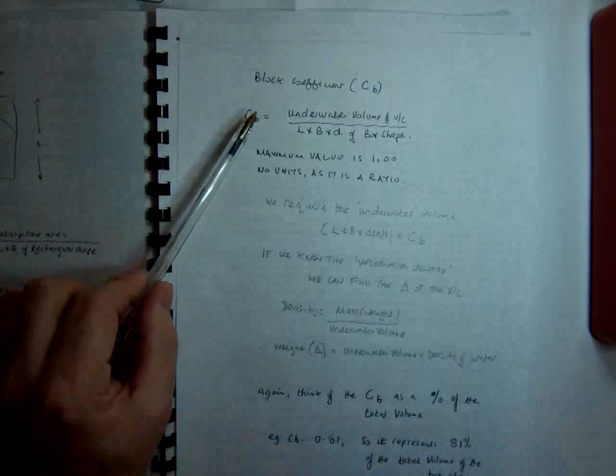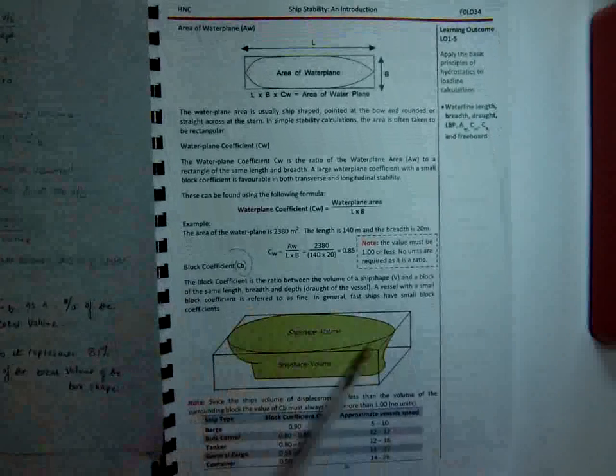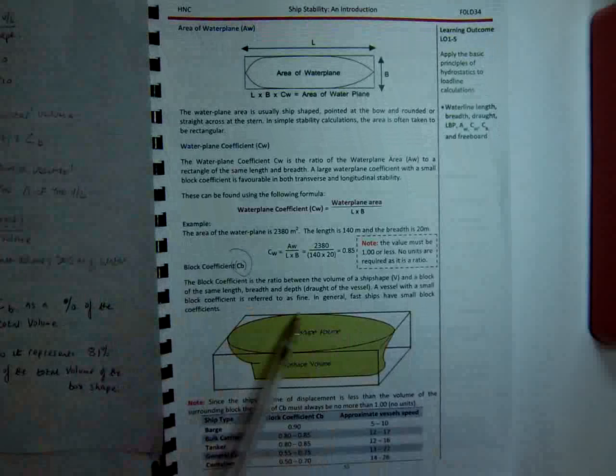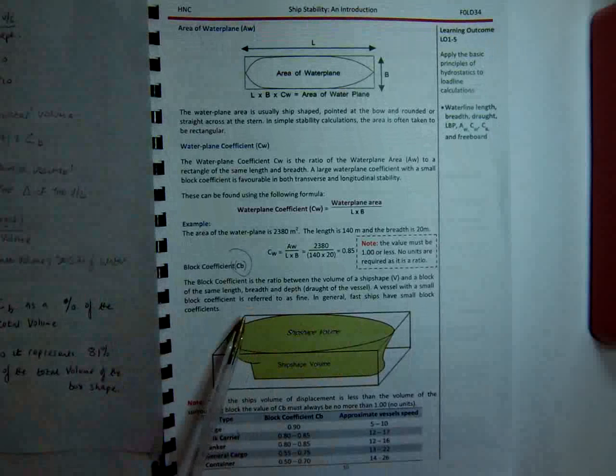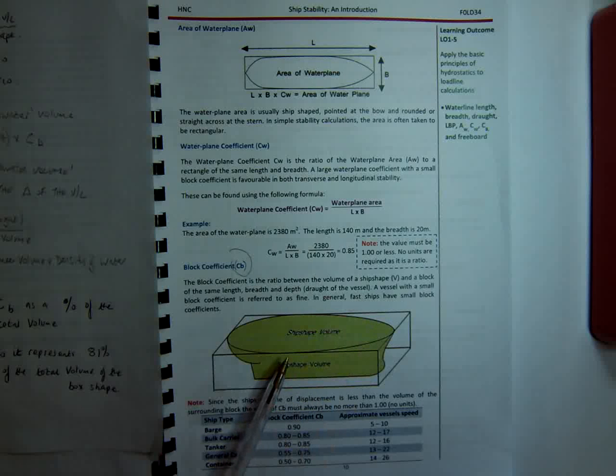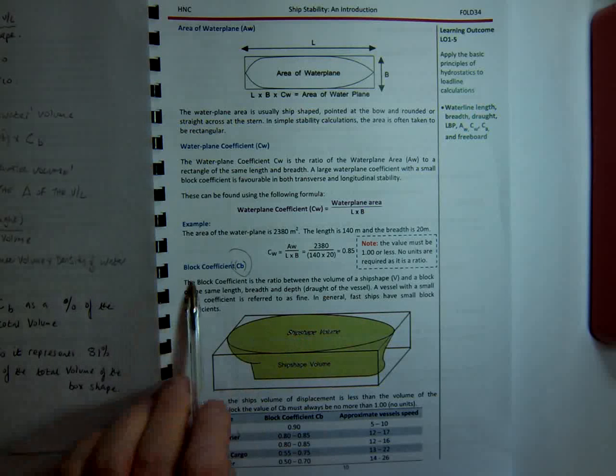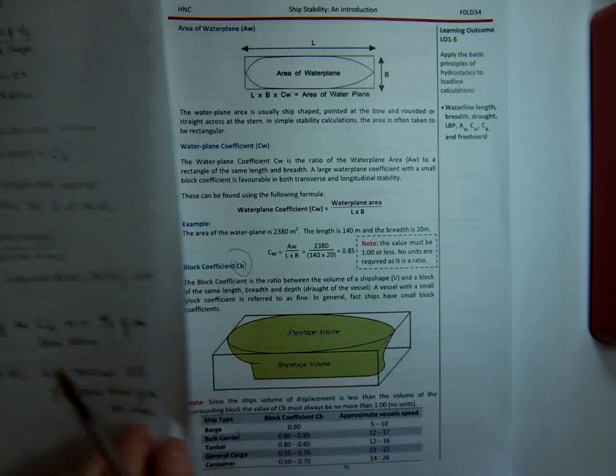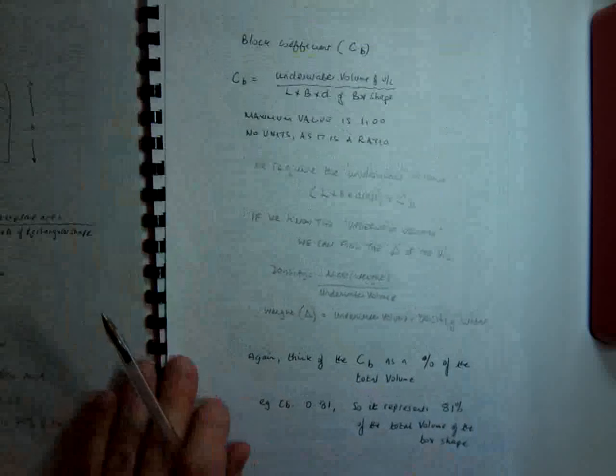Now let's look at the block coefficient, which is along very similar lines. What we're looking at here is the shape of a vessel, the underwater volume of the vessel, the ship shape volume, and then the actual box shape as well. The same theory applies: the maximum value this could be would be 1 if the vessel was a box shape. And of course it isn't a box shape, so the value of CB, the block coefficient, must always be less than 1, or 1 as a maximum.